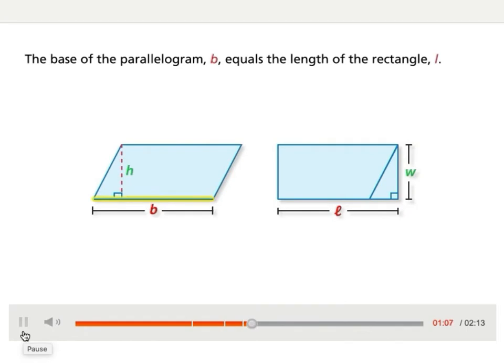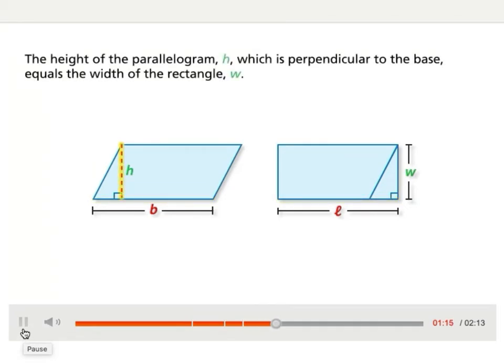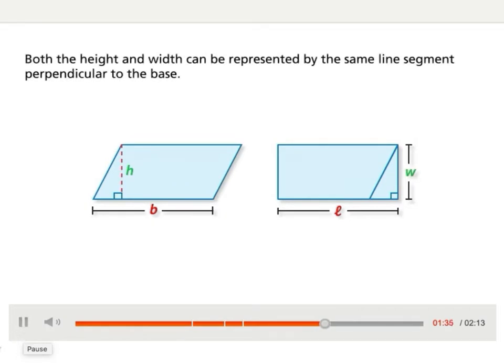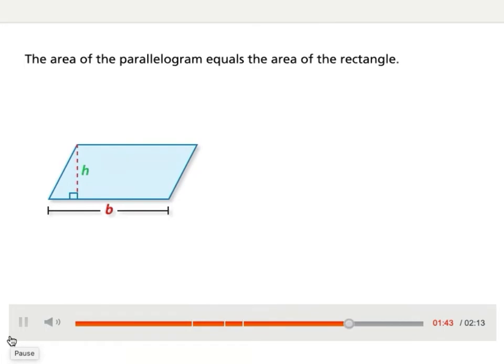The base of the parallelogram, B, equals the length of the rectangle, L. The height of the parallelogram, H, which is perpendicular to the base, equals the width of the rectangle, W. How do you know that the height of the parallelogram, H, is the same as the width of the rectangle, W? Both the height and width can be represented by the same line segment perpendicular to the base. The area of the parallelogram equals the area of the rectangle.